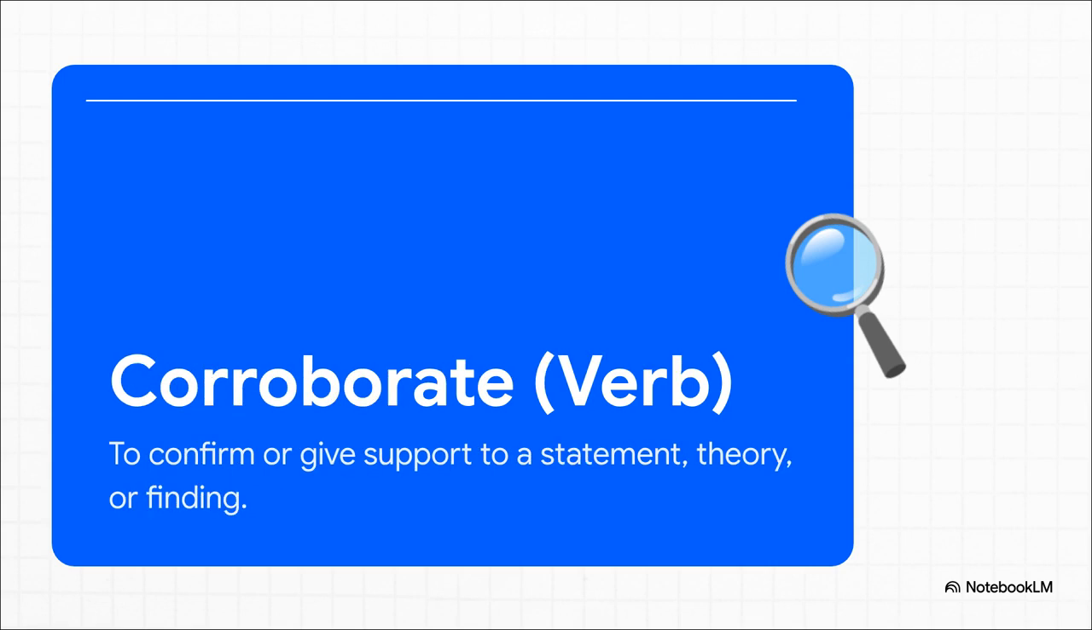Corroborate, on the other hand, is all about backup. The claim is already there, and now new information comes along to confirm it. It's like an eyewitness who corroborates a story. They didn't invent the story, they just showed up and made it a whole lot more believable.